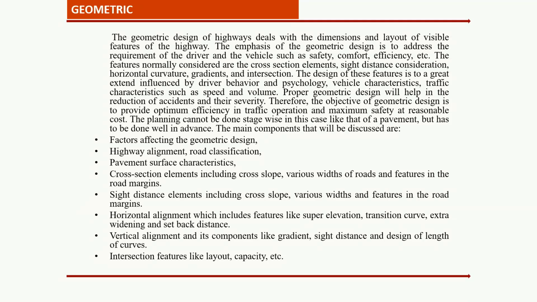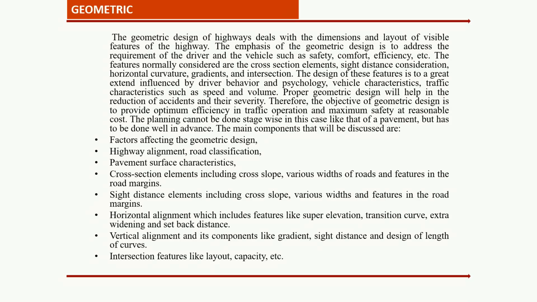Then pavement surface characteristics, cross section elements which include the cross slope, various widths of the roads and features in the road margin, side distance elements, horizontal alignment which include features like super elevation, transition curve, extra widening and setback distance. Then vehicle alignment and its components like gradient, side distance and design of length of the curve, and intersection features like layout and capacity. So these are the various factors which are very important for the geometric design.